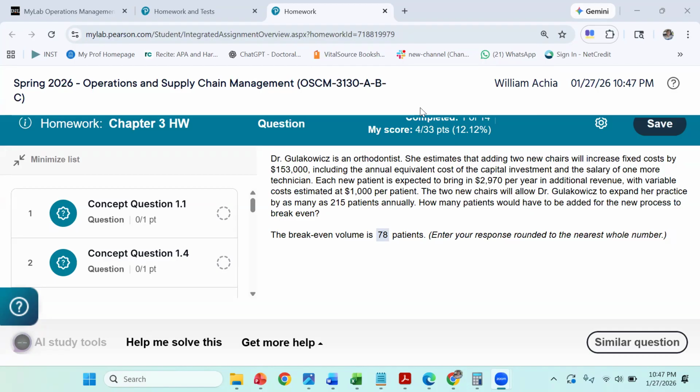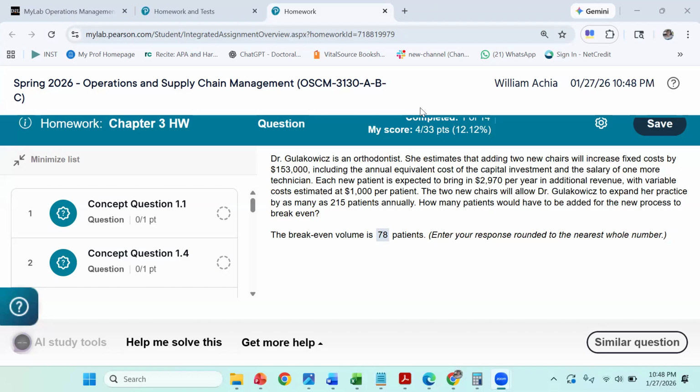The question here is that Dr. Gulakowicz is an orthodontist. She estimates that adding two new chairs will increase her fixed cost by $153,000, including an annual equivalent cost of capital investment and salary of one more technician. Each new patient is expected to bring in $2,970 per year in additional revenue, with variable costs estimated at $1,000 per patient. The two new chairs will allow the doctor to expand her practice by as many as 215 patients annually. How many patients would have to be added for the new process to break even?